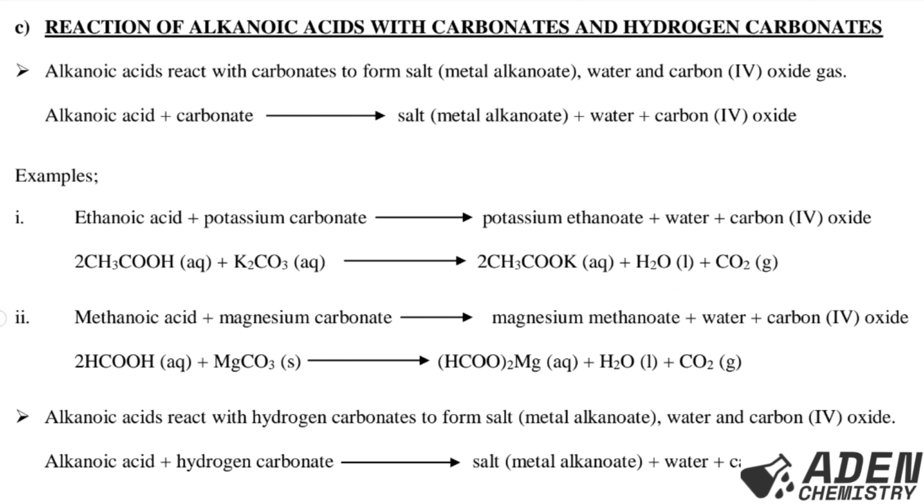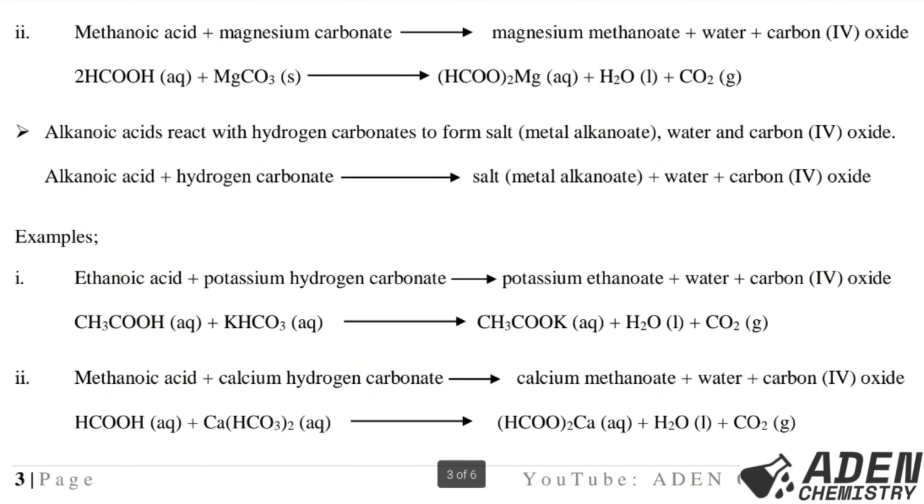The second equation, we have methanoic acid plus magnesium carbonate. What we are going to get is magnesium methanoate plus water plus carbon dioxide. To write the reaction, we have 2 moles of methanoic acid reacting with magnesium carbonate. What we are going to get is magnesium methanoate plus water plus carbon dioxide. So next we are saying alkanoic acids react with hydrogen carbonates to form salt, water, and carbon dioxide. And the equation will be alkanoic acid reacting with hydrogen carbonate. What we are going to get is salt plus water plus carbon dioxide.